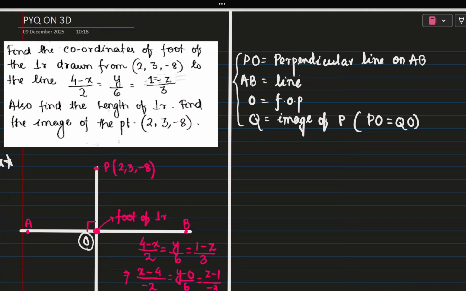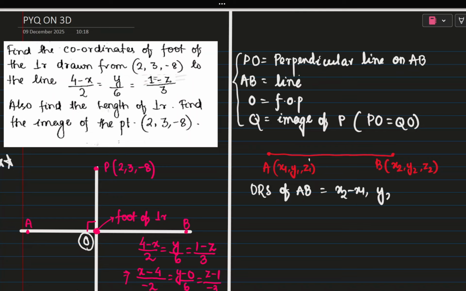So now accordingly, when I solve this question, let us first remind ourselves of two things. First, when we have two points, suppose one point is A having coordinates (x1, y1, z1), and another point is B having coordinates (x2, y2, z2). Then if I ask you the direction ratios of AB, what is the formula? It is x2 - x1, y2 - y1, and z2 - z1. So this is the direction ratio of this particular line.